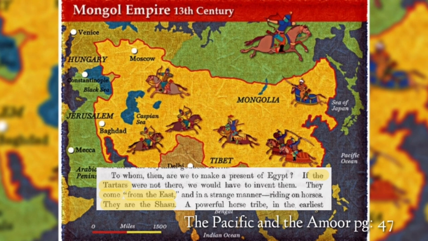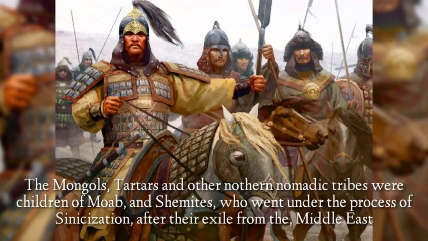From the book The Pacific and the Amur, page 47. The Mongols, Tartars, and other northern nomadic tribes were children of Moab, and they were Shemites who went through the process of Sinicization to become Chinese, to adopt the customs, the language, and the history of the Chinese, to become Chinese after their exile from the Middle East.